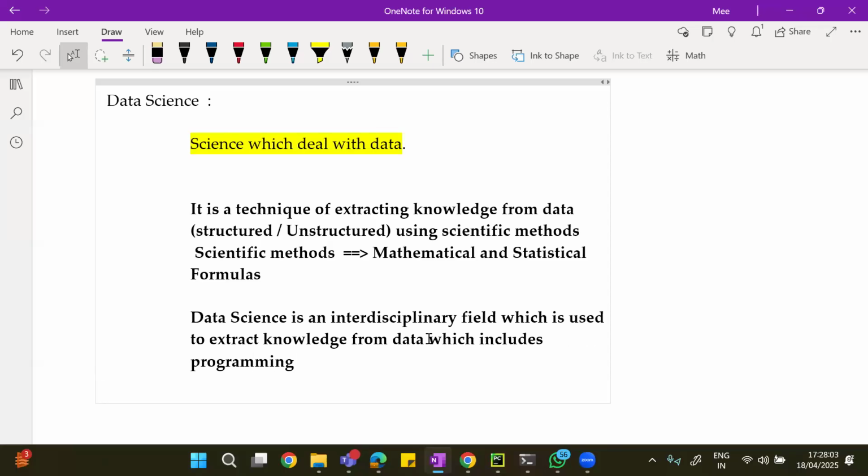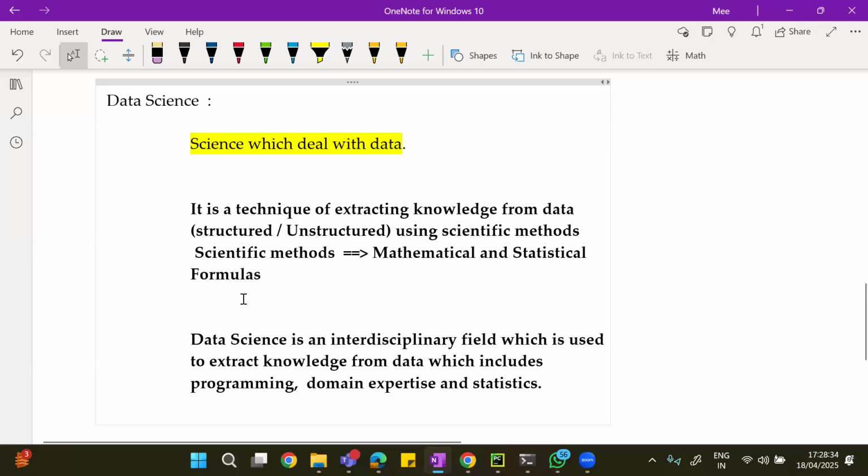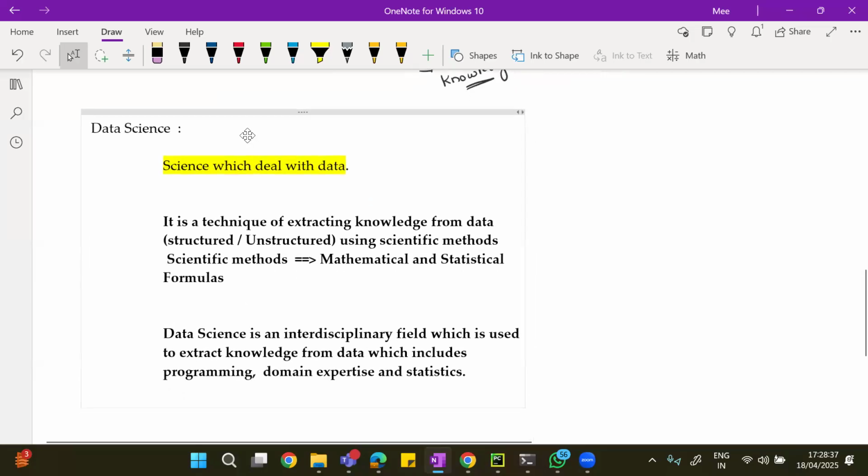programming, domain expertise, and statistics. Interdisciplinary means it includes programming, domain knowledge, and statistics. This is another definition which you can use. These are the three definitions. You can use them as per your comfort.